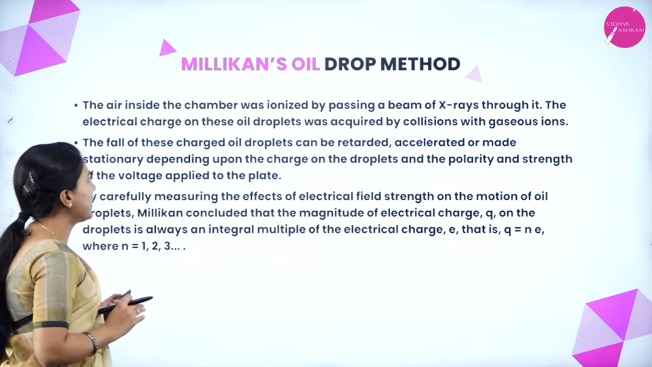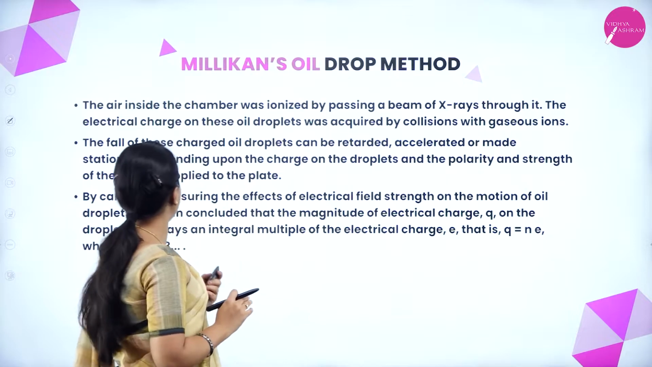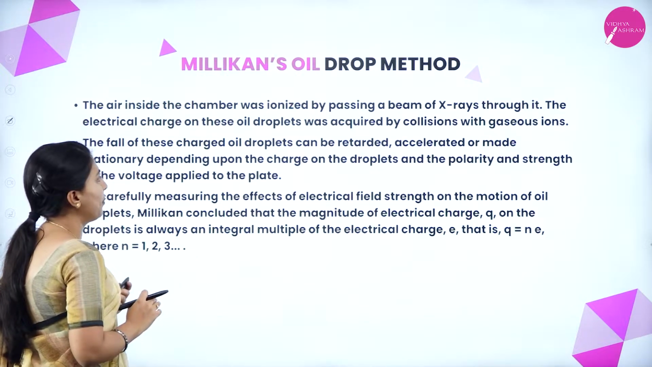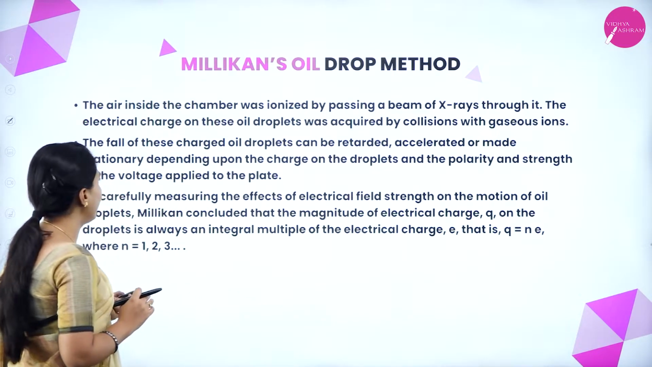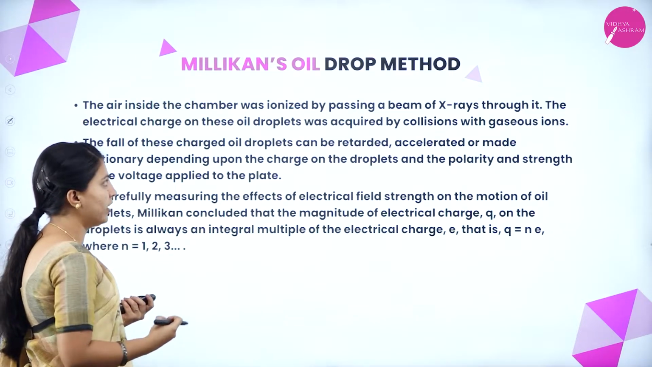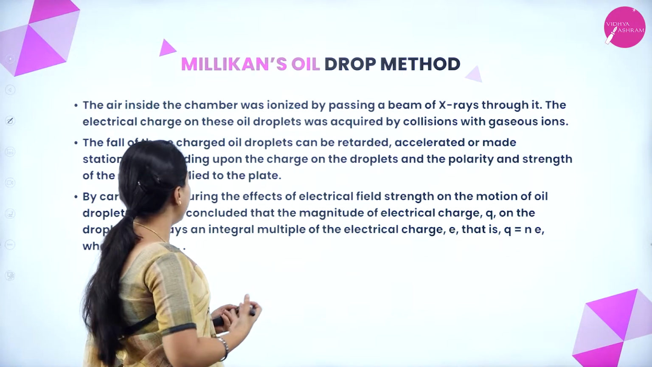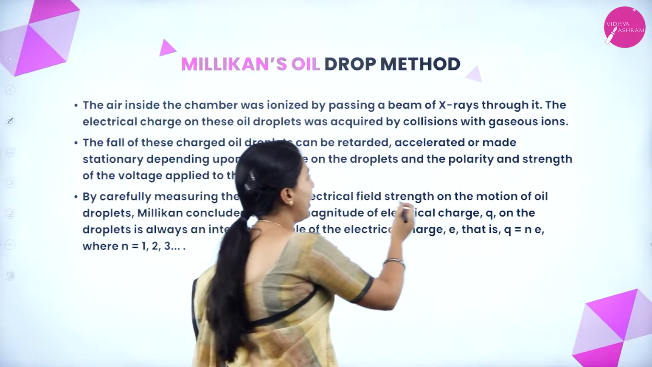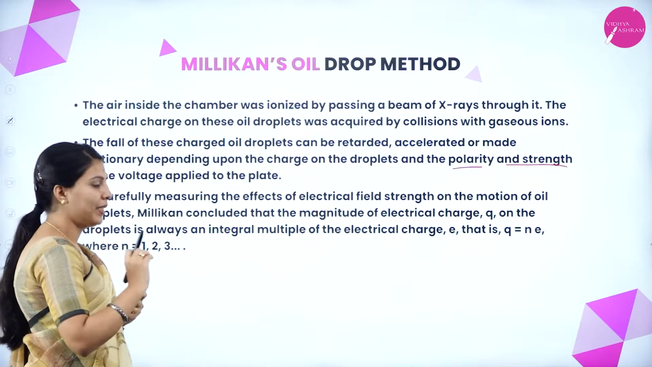The fall of these charged oil droplets can be retarded, accelerated or made stationary depending upon the charge on the droplets and the polarity and strength of the voltage applied to the plate. Here, the fall of a charged oil droplet can be retarded in the condenser depending upon the polarity and strength of the voltage applied to the plate.